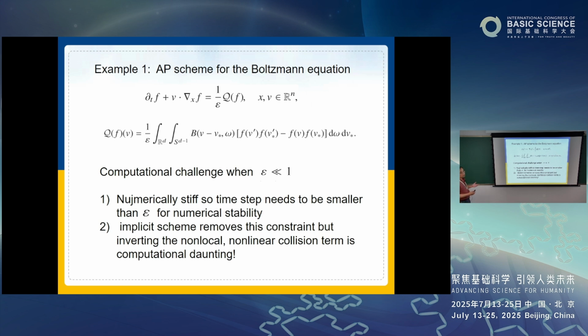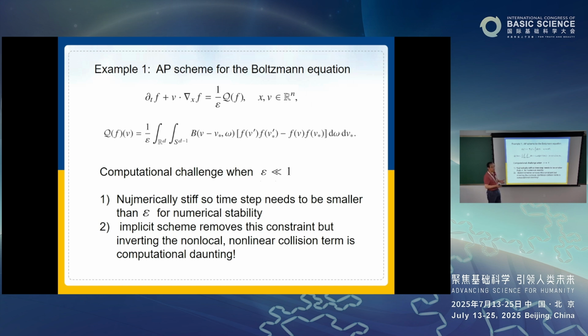Suppose I want to solve the Boltzmann equation. Here epsilon is very small, and the collision is very strong. Of course, the first challenge is that this problem is numerically stiff, because when epsilon is small, you need a small time step if you have an explicit scheme. So the time step has to be very small, so it's very slow, it takes a long time. But it's more than that.